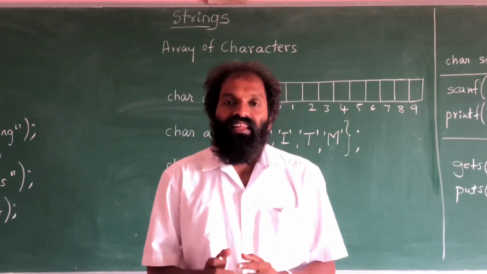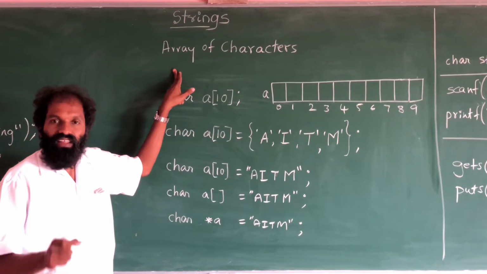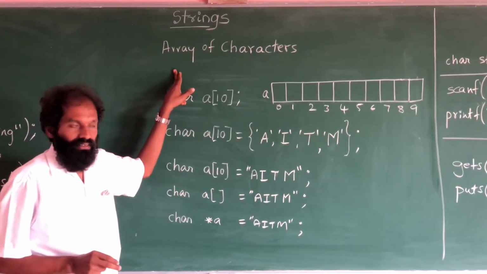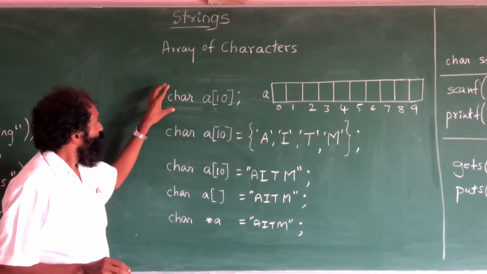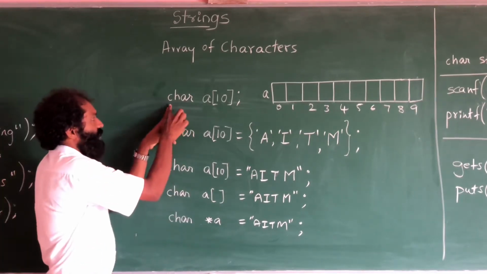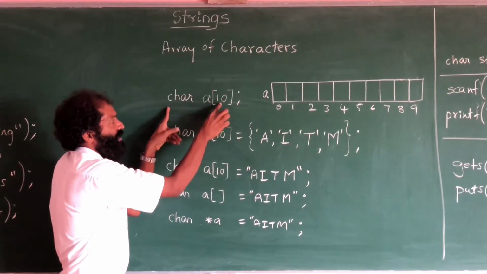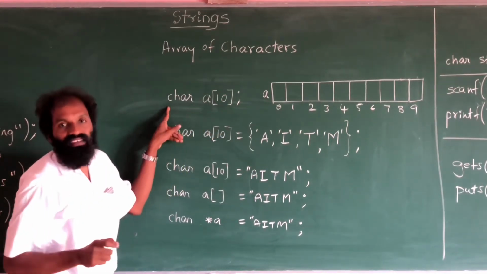String. A string is an array of characters, an array which contains characters. See how to declare a string: char, array name, and here I have written 10. 10 means we can store 10 characters.